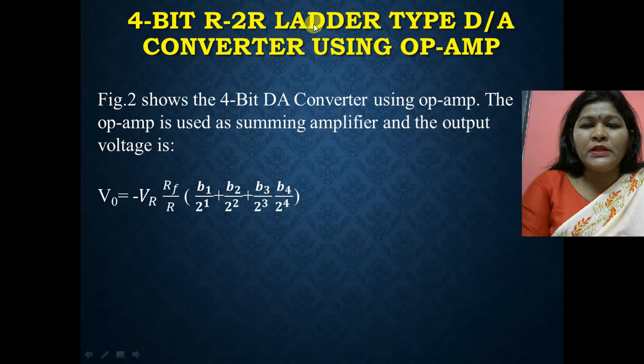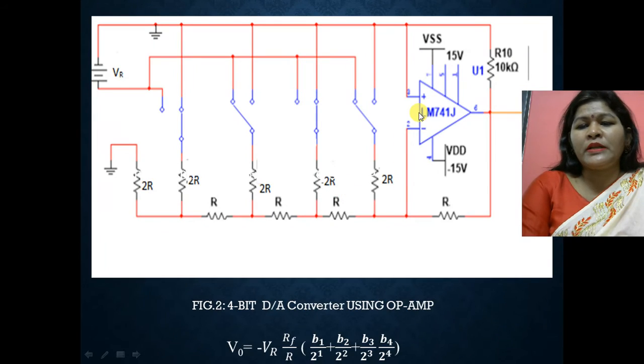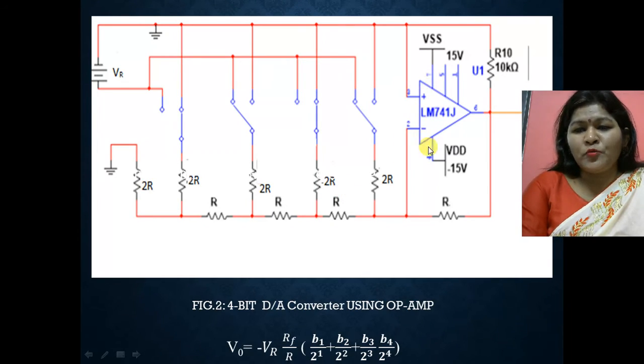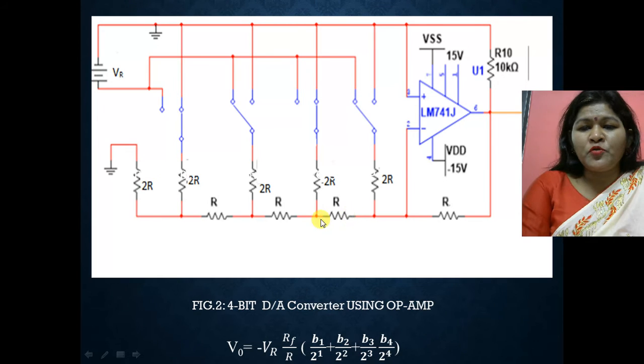Now if we consider this circuitry using an operational amplifier, then the circuit becomes like this. Here this is the operational amplifier, this is the feedback resistance, and this is another resistance, and this op-amp works as a summing amplifier. These are the various inputs of the summing amplifier, R, R, R, and these are the 2R, 2R, 2R resistances. This is again the terminating resistor 2R.